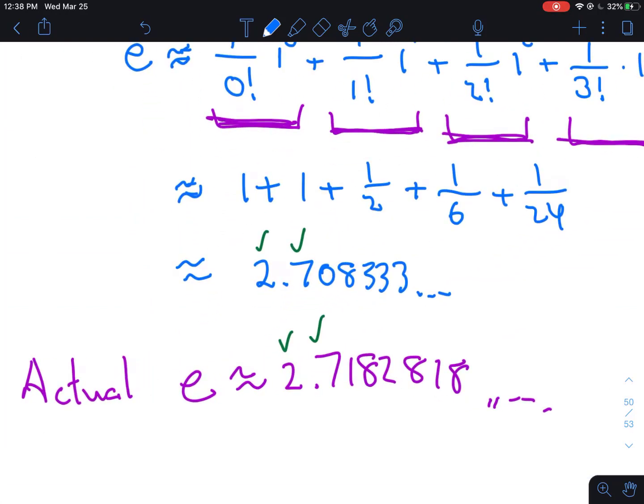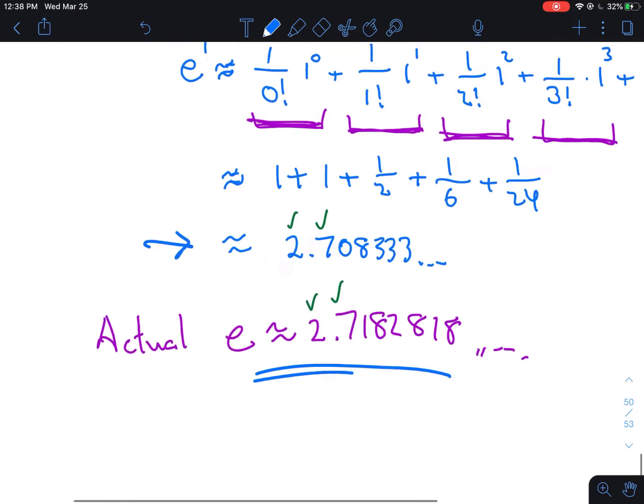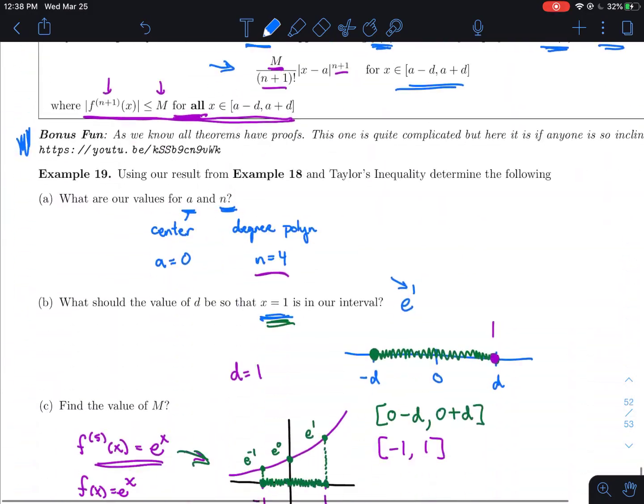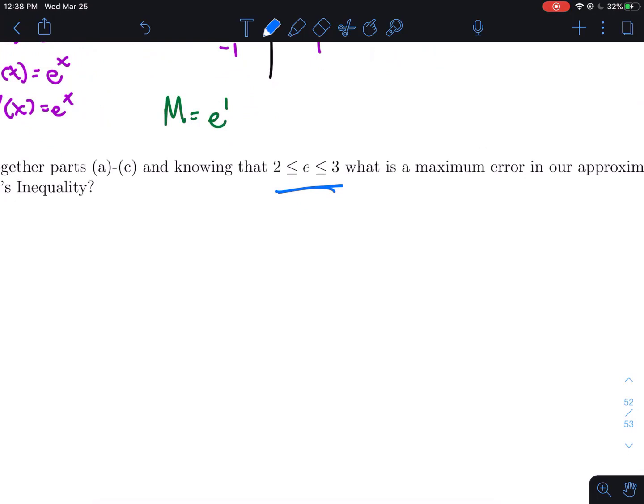2.708333, right? And we cheated. We looked up and figured out what the actual answer was. We saw that we were off by roughly 1/100th, but we're going to pretend for the time being that we couldn't look it up. We want to know, blind, how good is this? Okay, here's what we can say. According to Taylor's inequality, our approximation is at most off by M divided by n plus 1 factorial times x minus a to the n plus first power.